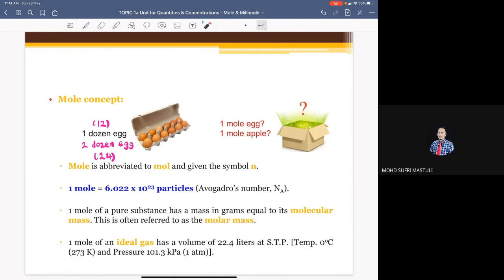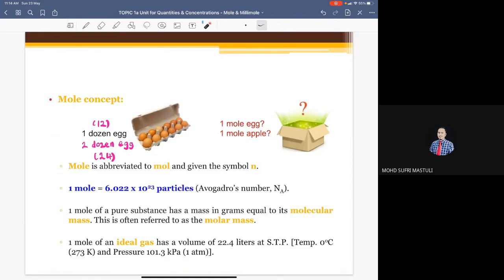However, if someone, for example, is asking you, can you give me 1 mole of eggs, or 1 mole of apples? Can you understand how many is 1 mole of eggs? How many is 1 mole of apples? Yeah, in this slide, you have to understand the mole concept.